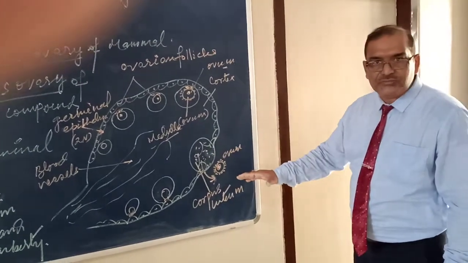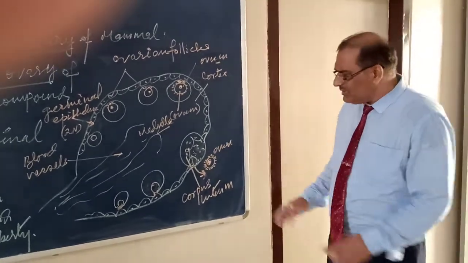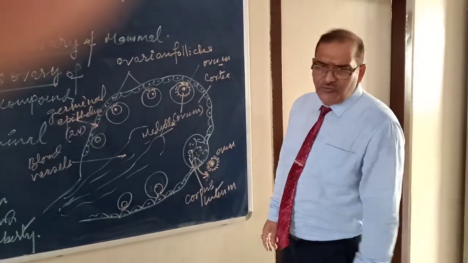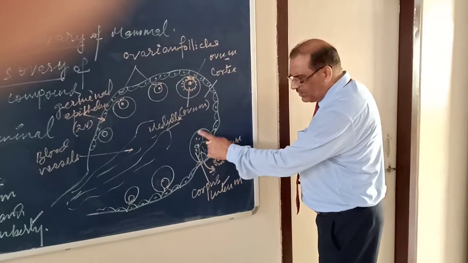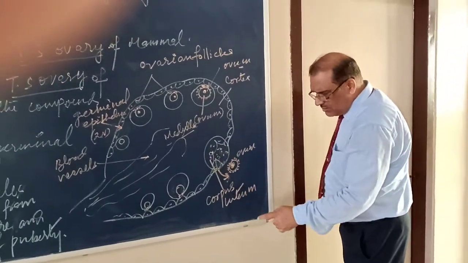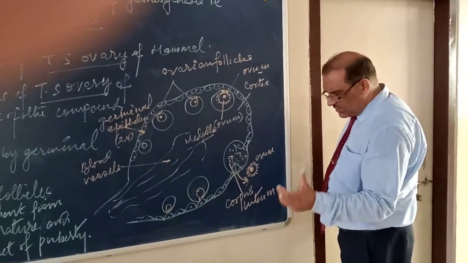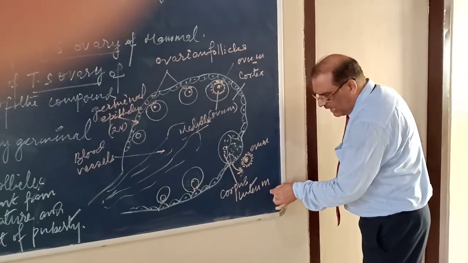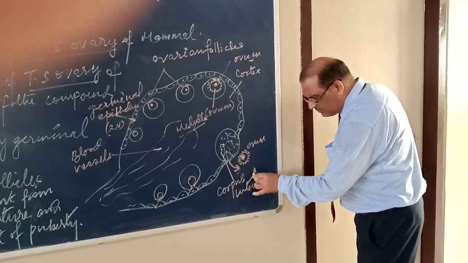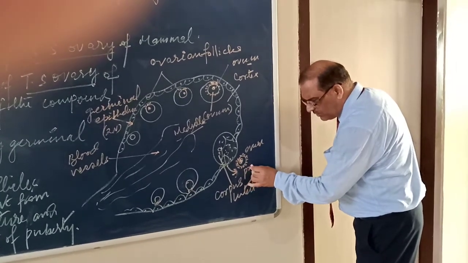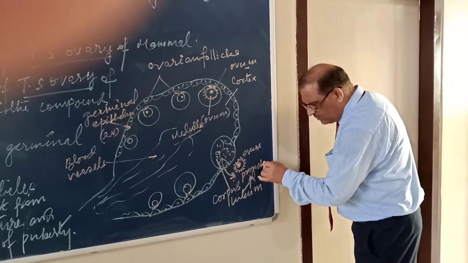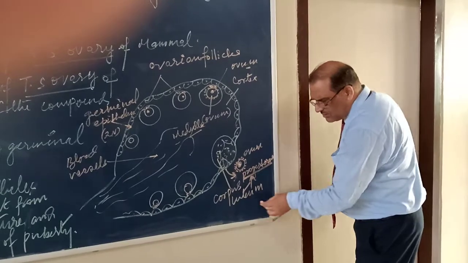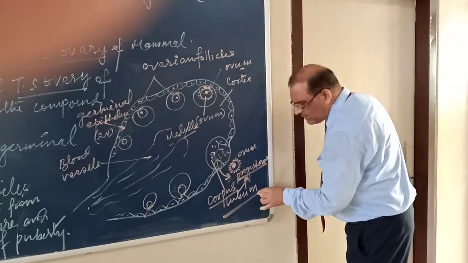This is called ovulation. And after ovulation, within approximately 24 to 30 hours, this ruptured follicle changes into a golden yellow structure, an endocrine structure called corpus luteum. And you know that this corpus luteum secretes the hormone progesterone. Progesterone is a very important female sex hormone. This is secreted by the corpus luteum. So corpus luteum is endocrine in nature.